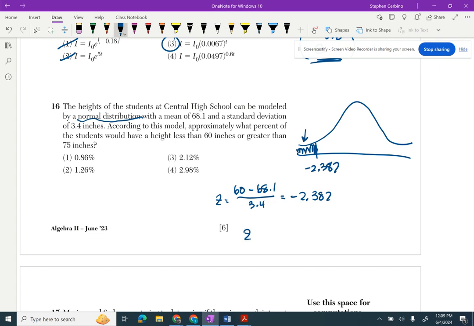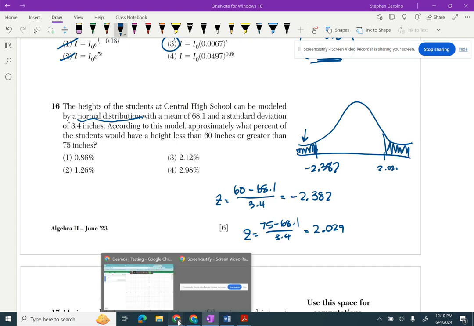The upper z-score is going to come from the value of 75. Again, we're going to subtract the mean and divide by the standard deviation. If I do that, I get the upper z-score of 2.029. So I want to be above that number, and I want to add these two together. So I want to be able to do that on my calculator.